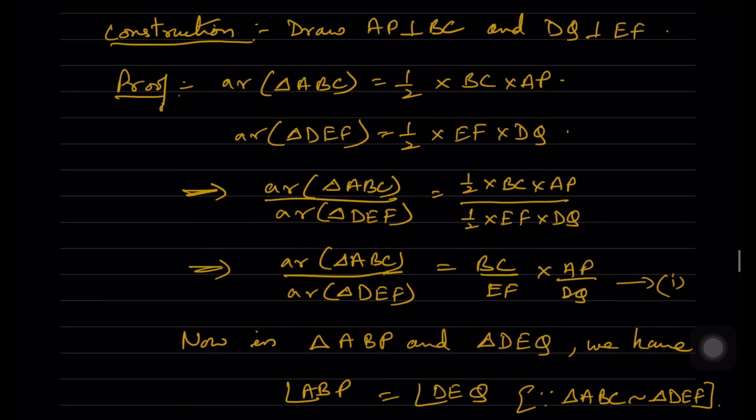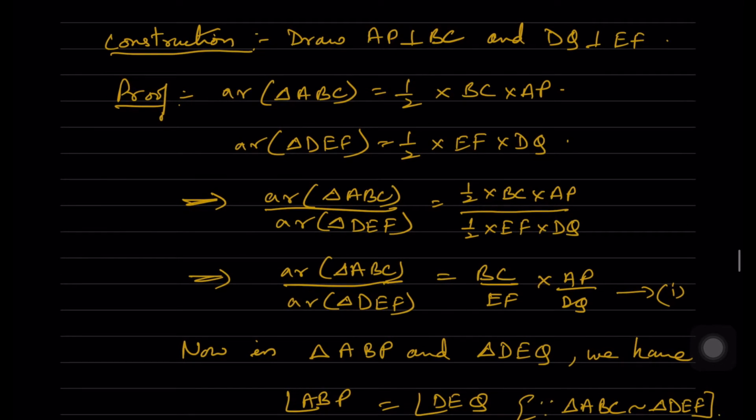So area of triangle ABC by area of triangle DEF is equal to half into base into height, that is, BC into AP by half into EF into DQ. So half will get cancelled. We are getting area of triangle ABC by area of triangle DEF is equal to BC by EF into AP by DQ. Now next, we are considering the next two triangles.